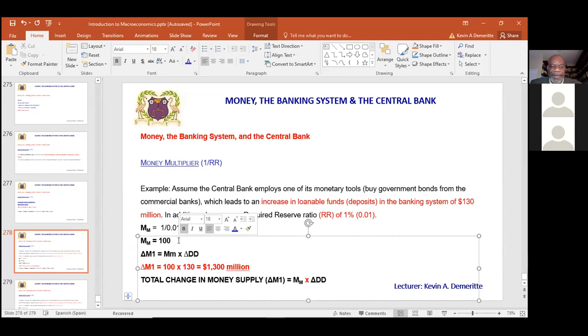And then we use a similar formula to what we did when we were doing GDP. So we said the change in money supply is your multiplier times, in this case, the change in the demand deposits. So it's 100 multiplied. We worked out the multiplier to be 100. And we said whatever the central bank did, it ended up having an additional $130 million going into the commercial banks' bank accounts. The result is the money supply went up by 13,000 million, or 13 billion.